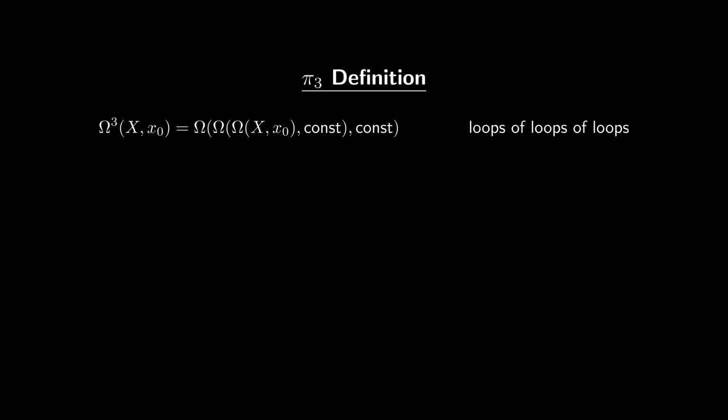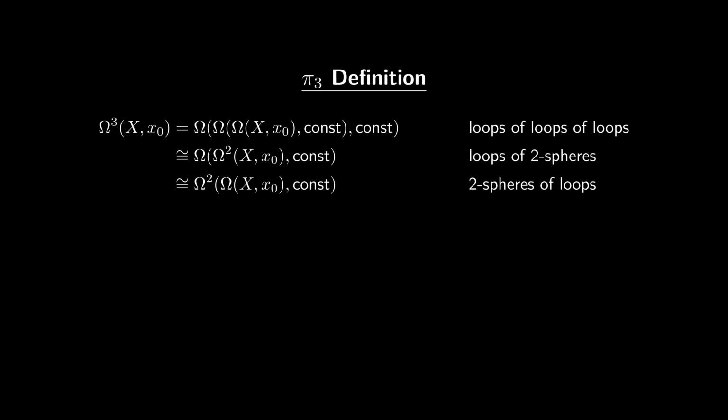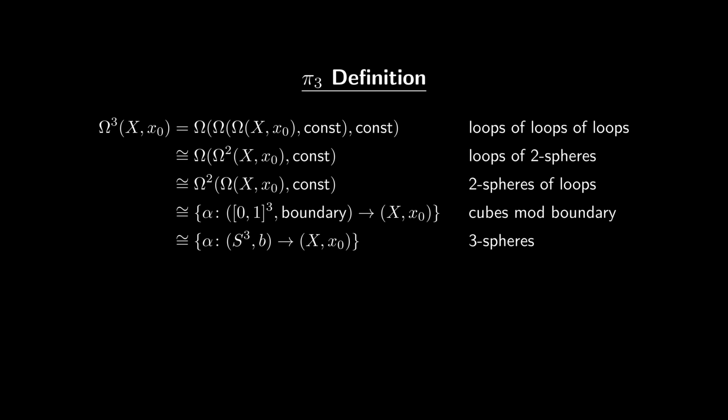The definition of pi 3 is going to involve the triple loop space, so we're thinking about loops of loops of loops in X, everything based at the base point. Since a loop of loops is a sphere, though, we can also think about this as loops of spheres in X, or as spheres of loops in X. And by very similar uncurrying, or base-pointed topological uncurrying, we can translate any of these into maps from a cube into X, where the outside of the cube gets sent to the base point. The quotient topology on the cube modulo the boundary then makes this equivalent to base-pointed maps from S3 into our space. So all of these are equivalent definitions of the triple loop space.